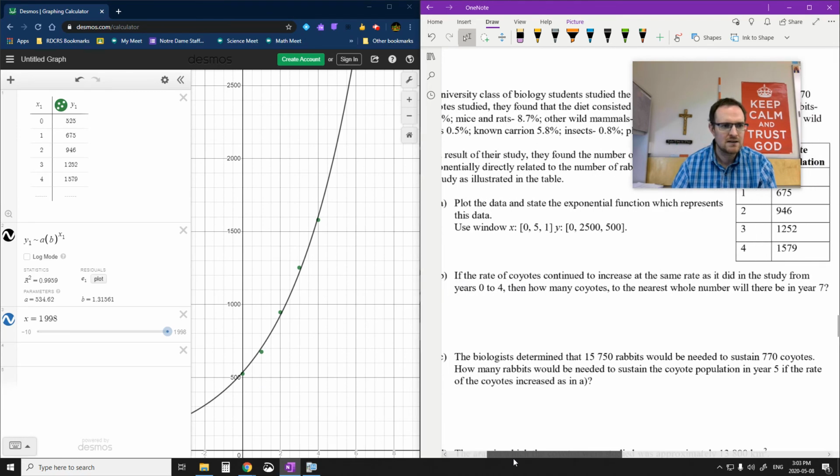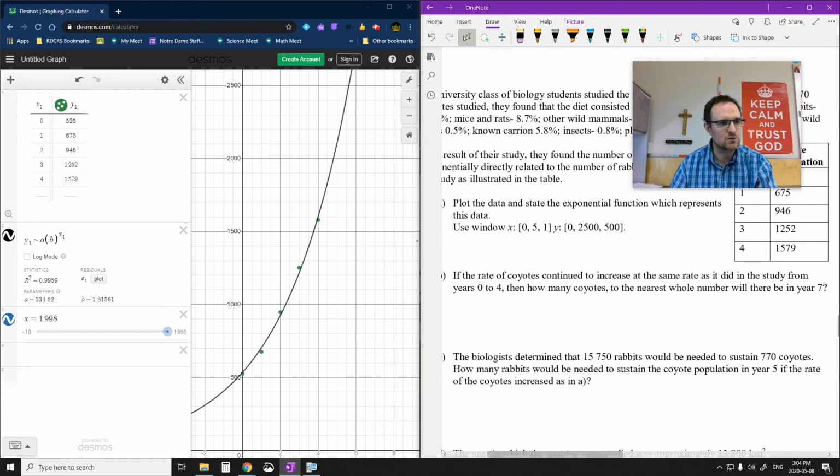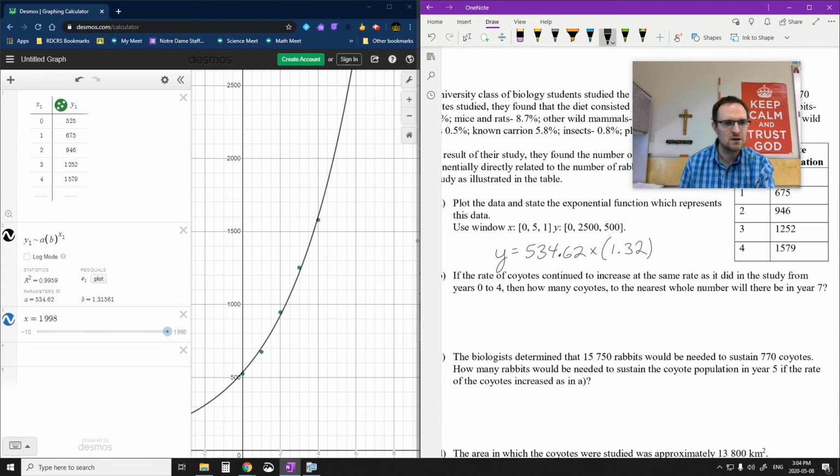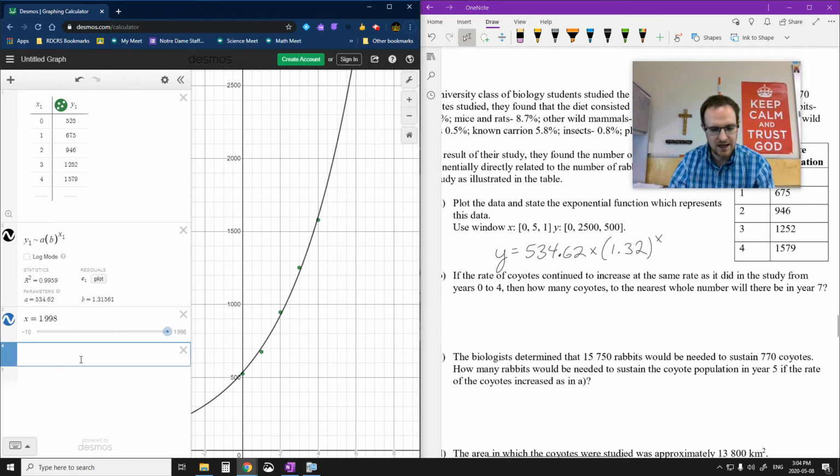Okay. So we plotted that. That looks good. My regression, it's a much nicer regression. So this is going to be y is equal to 534.62, when in doubt, always two decimal places, times b, which is 1.32 to the power of x. Okay, if the rate of coyotes continues to increase as it did from year 0 to 4, what would it be at year 7? So 7 is my x value. So I could put it in this equation. I could just put an x right in the equation, punch it on my calculator, or just go over here and say x is equal to 7.